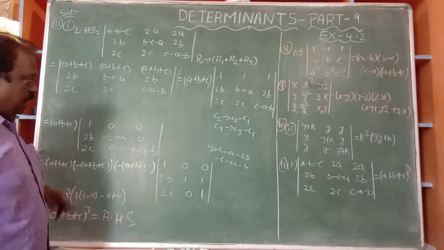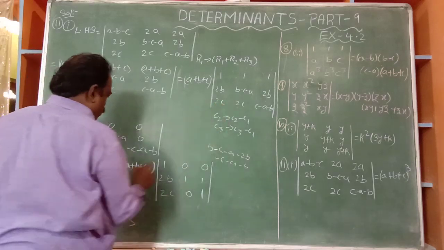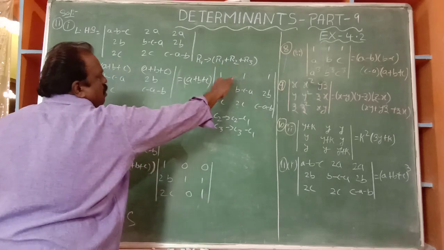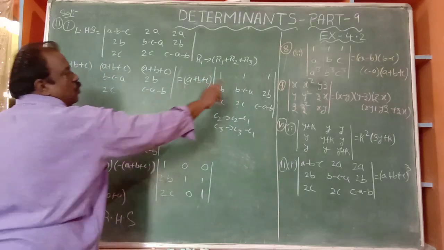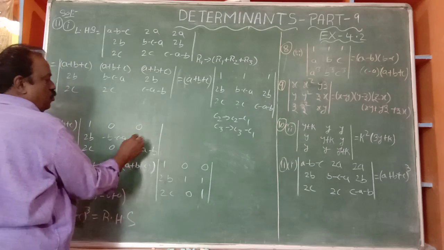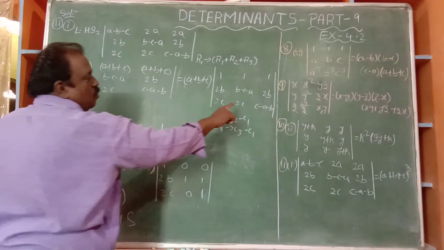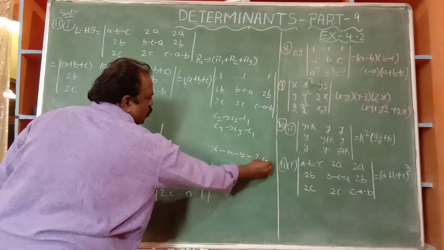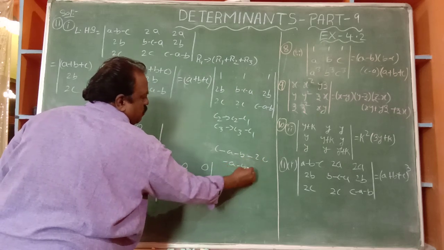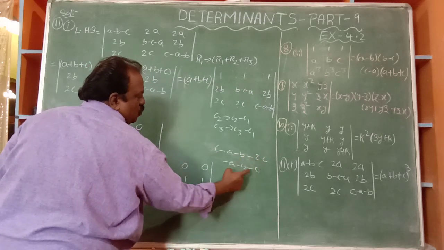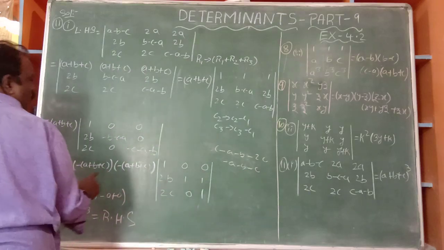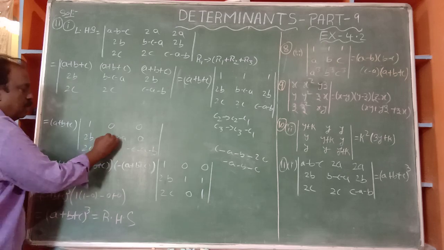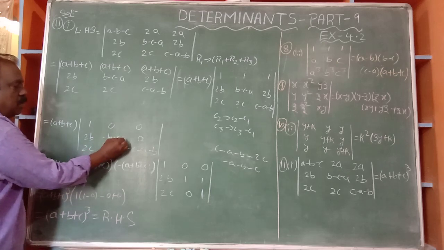Again, 2c minus 2c is 0, and similarly 1 minus 1 is 0, 2b minus 2b is 0. Now this is c minus a minus b minus 2c, that is minus a minus b minus c, since c minus 2c means minus c. So I write this one. And again, you observe me.